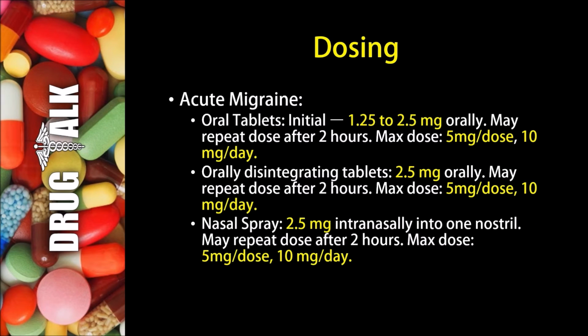Now, what about dosing with Zolmitriptan? So in the treatment of an acute migraine, if somebody was using the oral tablets, the initial dose would be 1.25 to 2.5 milligrams orally. They may repeat this dose after 2 hours if needed, and the maximum dose would be 5 milligrams per dose, and the maximum dose per day would be 10 milligrams per day.